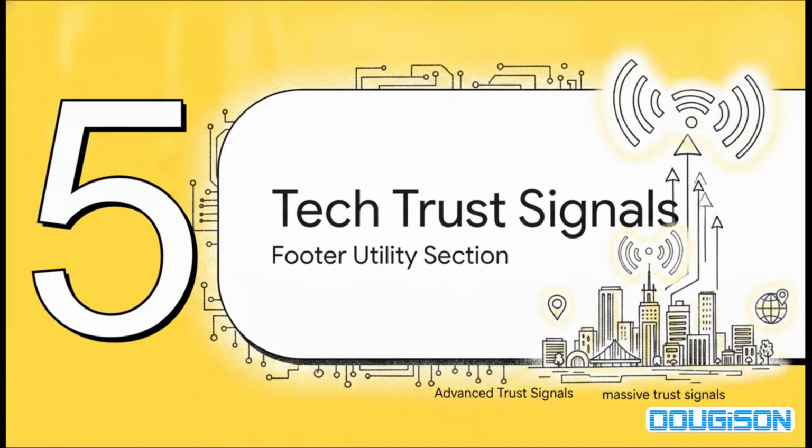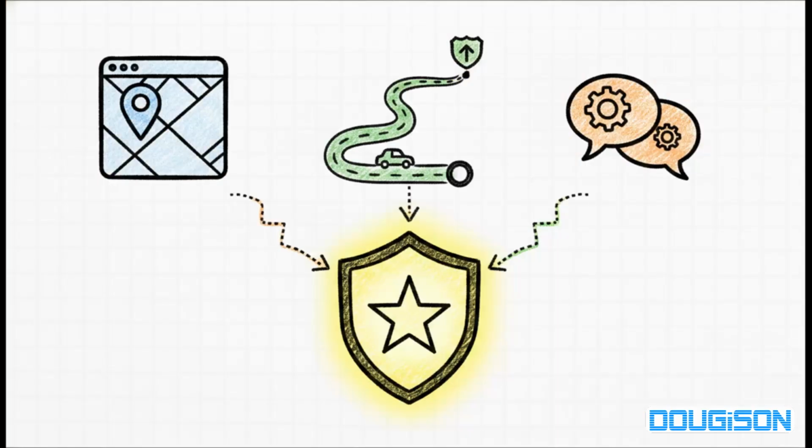Next up, Section 5, Advanced Technical Trust Signals, the footer and utility section. Now we transition to the very bottom of the page. This spot is absolutely crucial because it's where the digital world powerfully bridges with physical geography to send massive trust signals to search engines. Seriously, this checklist is non-negotiable for a true money page.